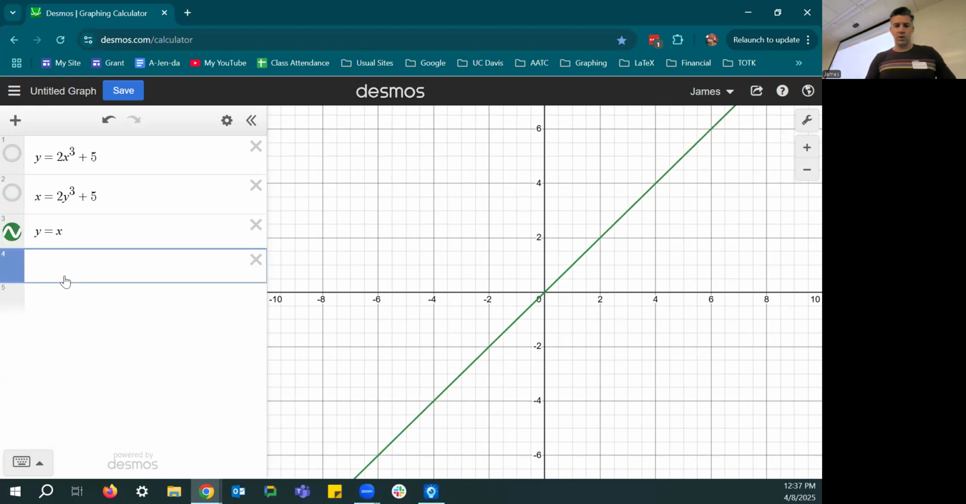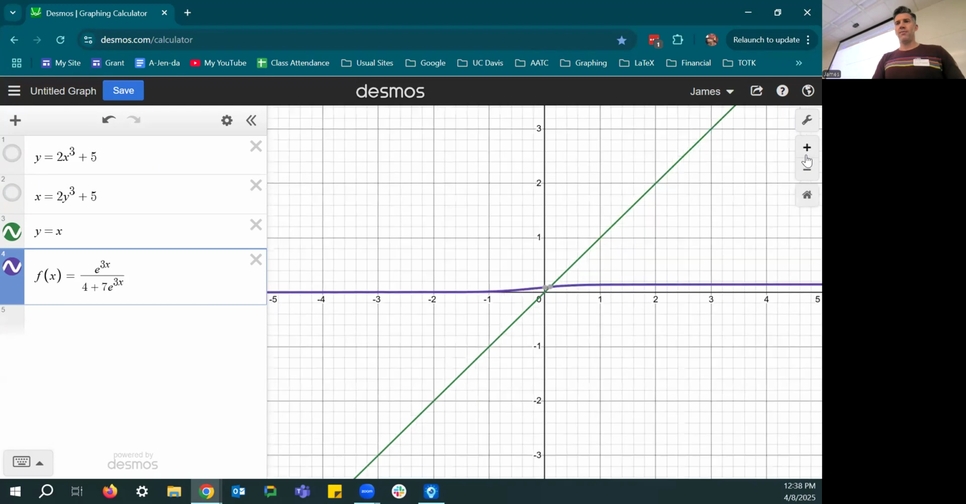So graphing the original function, f of x is equal to e to the 3x divided by 4 plus 7e to the 3x. It looks very flat, so let's zoom in a bit just to see what we've got. It's not a very tall function. To the left, it probably has a horizontal asymptote of y equals 0. And to the right, I think it has a horizontal asymptote of 1/7.